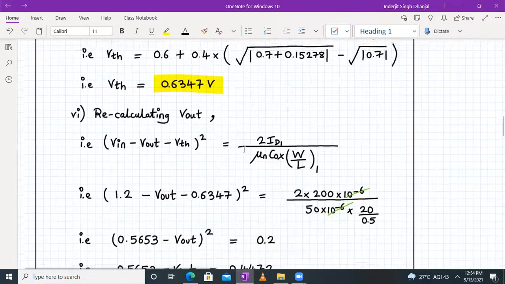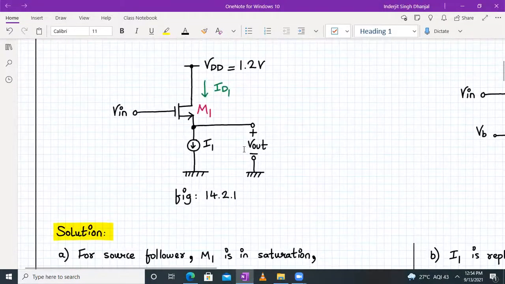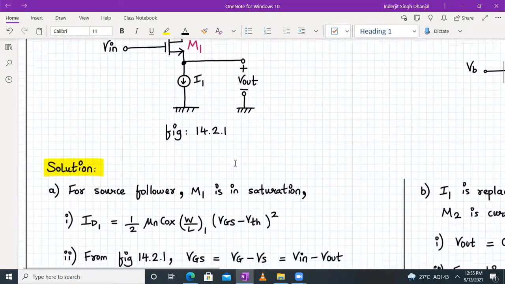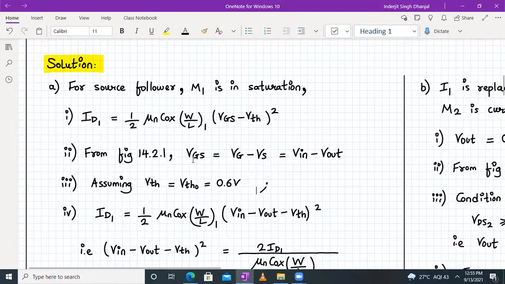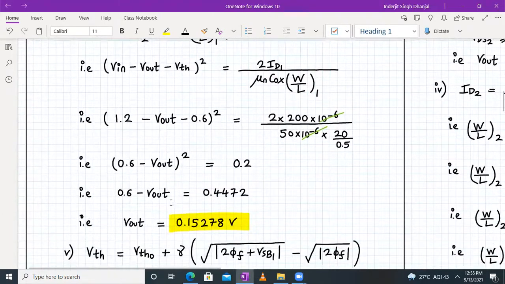Okay, so let me quickly revise what we have to do. For this circuit shown over here, we have to calculate the value of V out when V in is equal to 1.2 volt, right? Now, since it is a source follower, we write the equation of ID1 and we found out that VGS is equal to V in minus V out. And initially we assumed that VTH is equal to VTHO. So we calculated the value of V out. From here we got it as 0.15278.